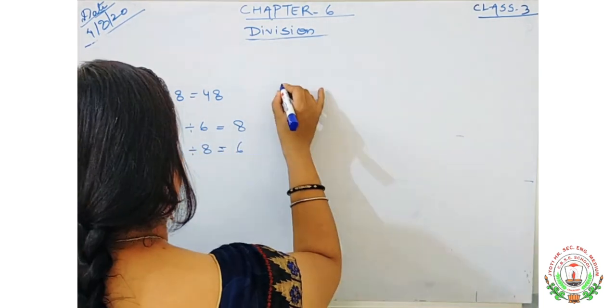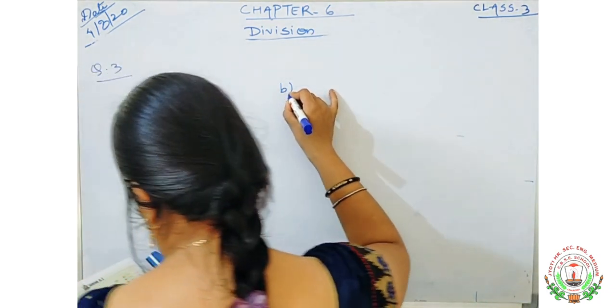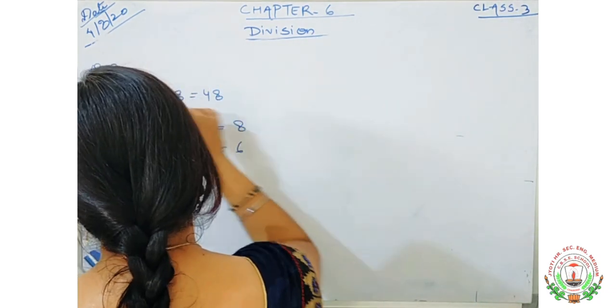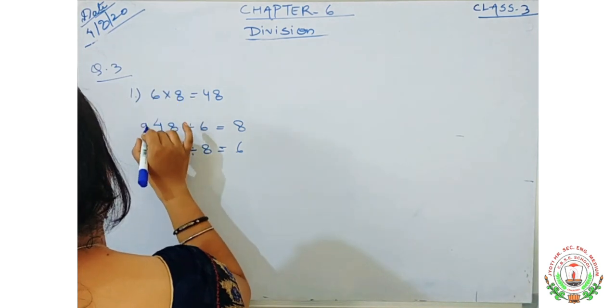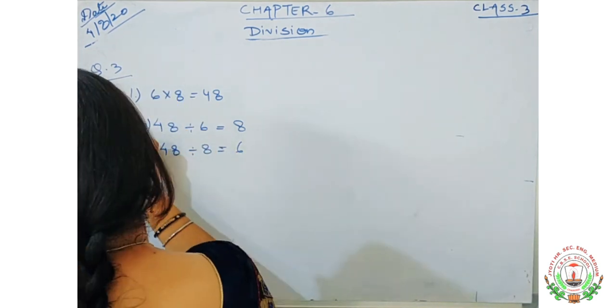Okay. So let's start. Number B. Here you will write your answers, here is question number 1, number A this one, number B this one.